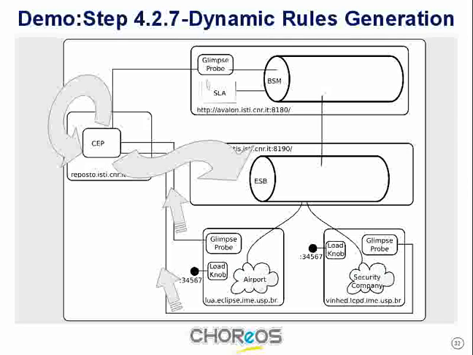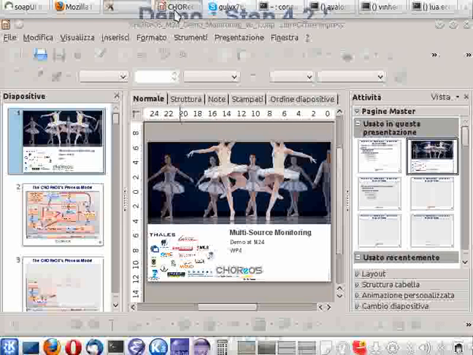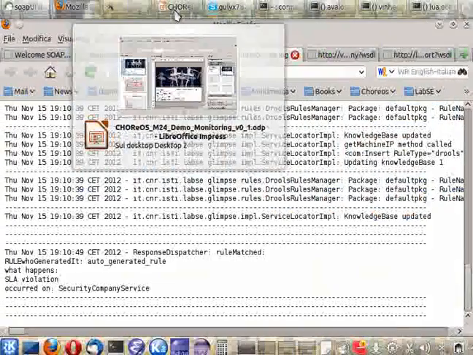So it starts a new kind of interaction with the ESB in order to generate new rules that are specifically focused on the machine hosting the services involved in the SLA. So in this case, as this newly and automatically generated rule matches with the other events coming from the infrastructure level, we can infer that the SLA violation is possibly due to some issue at the infrastructure level. Okay, so let's see how it runs now.